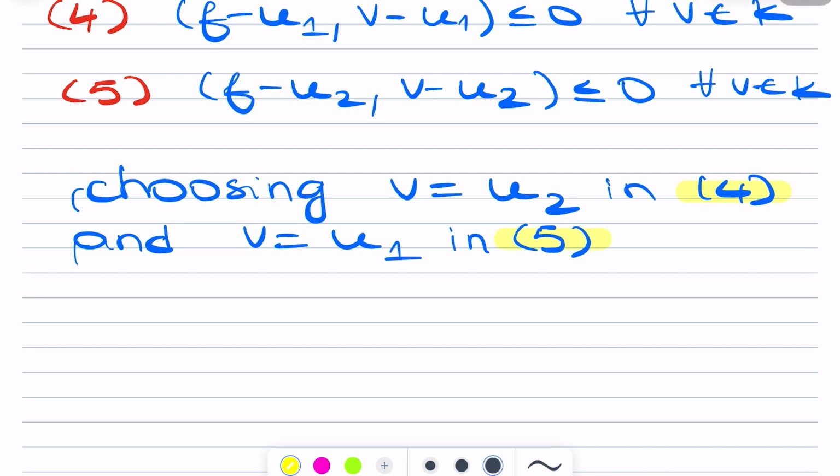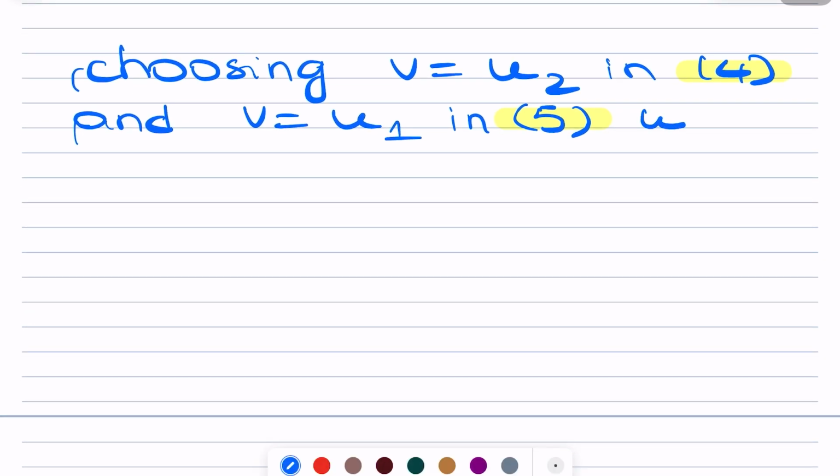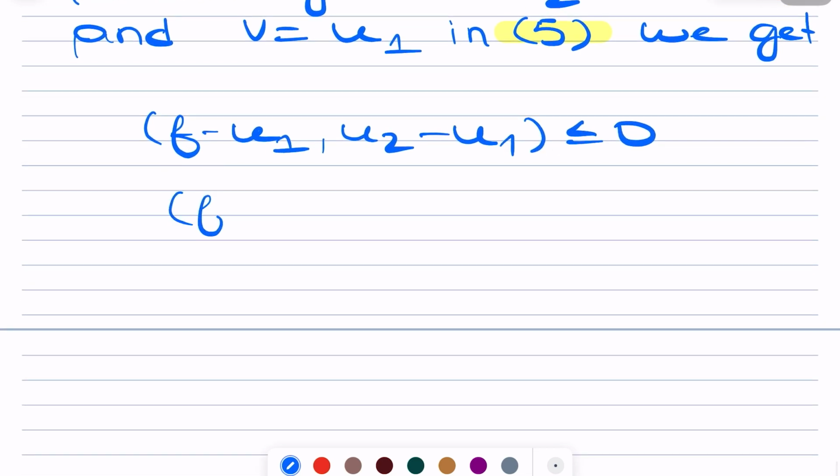In 5, right, we get, so we should make those choices. So we get that, just go slowly. Scalar product of f minus u1 and u2 minus u1 is less or equal than 0. Scalar product of f minus u2, u1 minus u2 is less or equal than 0. So you get this, right?